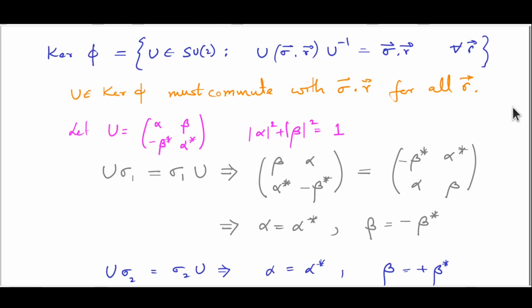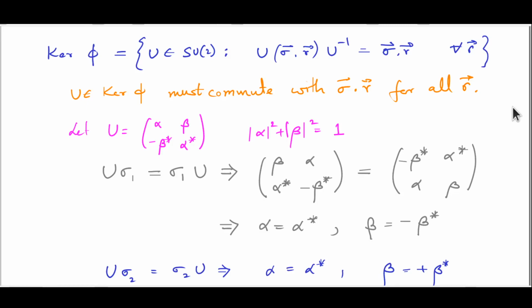And if you compare u sigma 1 with sigma 1 u, you immediately see that the condition that follows from that is alpha must be equal to alpha star, that is the diagonal element of u must be real, and beta must be equal to minus beta star, that is the off-diagonal element has to be purely imaginary. Now if this is obeyed, with the additional constraint of course that their mod squares add up to 1, then such a u will always commute with sigma 1. But our demand is not that u commutes only with sigma 1, u has to commute with sigma 2 and sigma 3 as well.